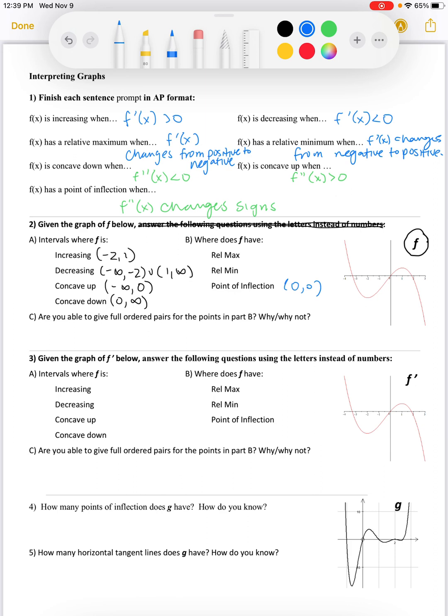My relative minimum would be down here. Oh, I don't have a y value. So at x is equal to -2, and a relative maximum here at x is equal to 1. Now, would you be able to give full ordered pairs for part B? Why or why not? Yes, we would. Because if we had a y-axis here, we'd be able to give out what those ordered pairs would be, because we have the f of x graph, the original function.